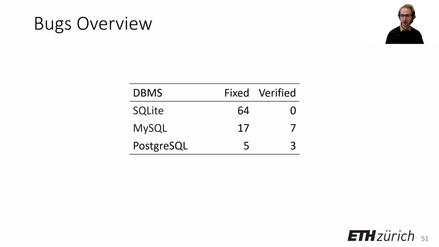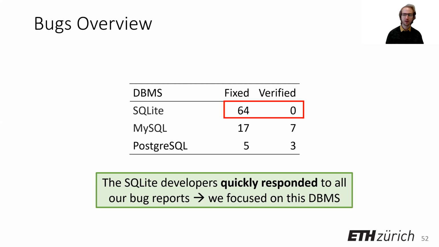We evaluated and implemented the approach for 3 DBMSs, namely SQLite, MySQL, and Postgres. We found about 100 unique bugs, most of which have already been fixed. You can see here that we found most bugs in SQLite, and one significant reason is that we focused our testing efforts in this and also other works on this DBMS, because the SQLite developers were very responsive in fixing the bugs, and typically fixed them even a couple of hours after we reported them.